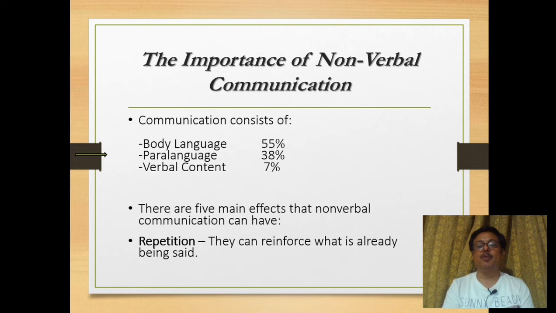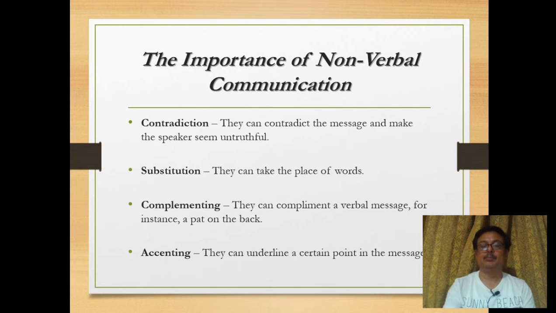For example, if you want to convey to somebody that you love him or her, then you express verbally that I love you very much. And then non-verbal communication, that is your handshake, the smile on your face, the way you look towards that person, reinforces what you are orally saying. And the other way non-verbal communication works is contradiction. They can contradict the message and make the speaker seem untruthful. For example, you meet somebody and you say to him or her that I am very much interested in him, and at the same time you are looking at your mobile using social media, then your non-verbal communication is contradicting what you are saying.